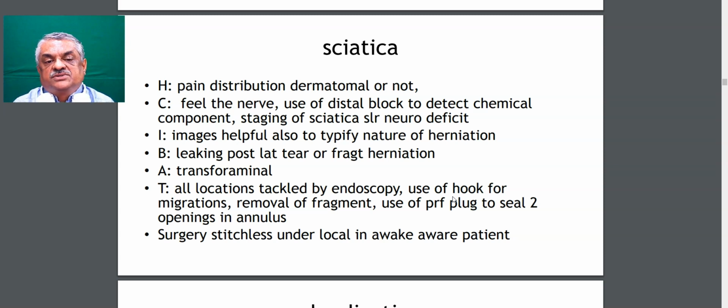Our access is transforaminal, and we can tackle all locations of herniation, that is central, paracentral, foraminal, extraforaminal. We can use a hook to get all the migrated fragments for removal of the fragment, and normally the opening which is made in the annulus by us, as well as the second opening, which is the main symptomatic opening in the annulus, can be plugged by use of a platelet-rich fibrin plug, which we have published before as the Derwent plug.